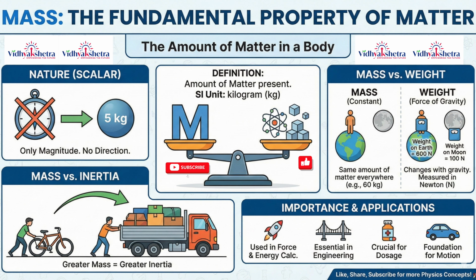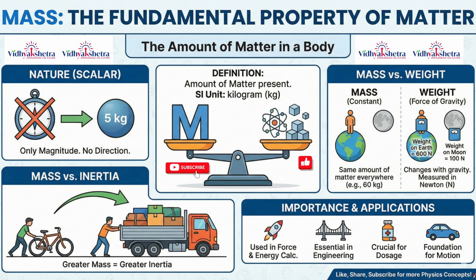Types of mass. Inertial mass. Inertial mass measures how much an object resists a change in motion when a force is applied. Gravitational mass. Gravitational mass determines how strongly an object attracts or is attracted by gravity. In everyday physics, both types of mass are considered equal.